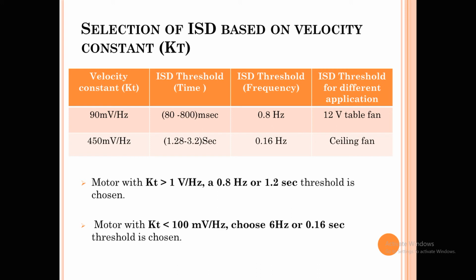If you have a velocity constant of 450 volt per hertz, always try to select a value in the range of seconds, like a time duration of one second, and the ISD threshold frequency will be 0.16 hertz. That is for a ceiling fan. These are the two criteria that I set based on my observation. Another thing: for a motor with a KT value greater than 1 volt per hertz, we always try to take 0.8 hertz. This is also a guideline given by some manufacturers.